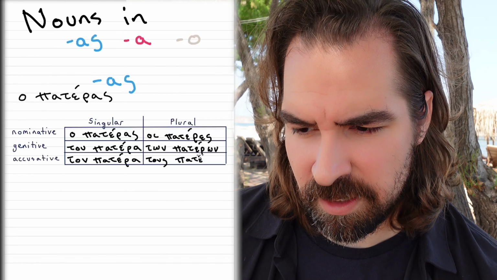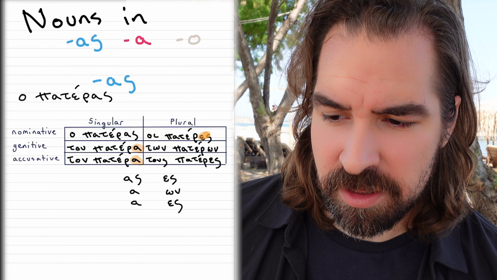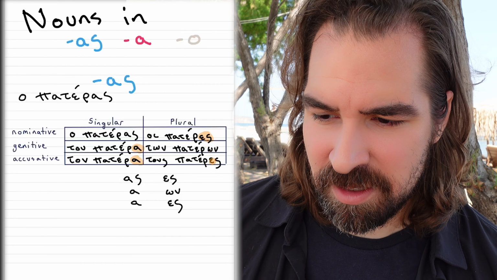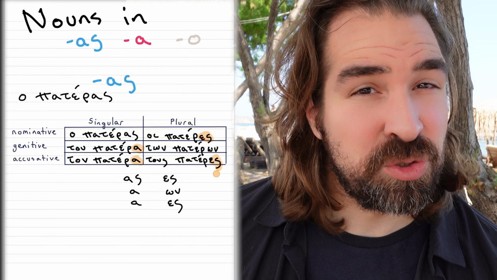What can we note? Well, firstly, the genitive singular and the accusative singular match. And what did they do? They both just dropped the sigma. Ο πατέρας becomes του πατέρα, of the father, or τον πατέρα, I see the father. In the plural, the nominative and the accusative match. Ο πατέρας became οι πατέρες. That alpha became an epsilon.